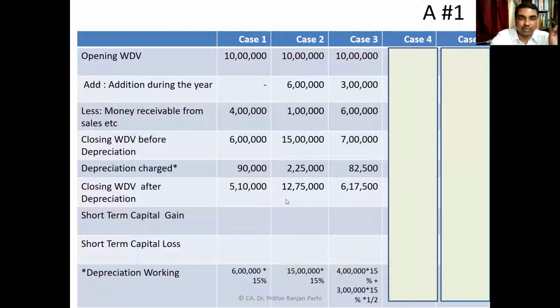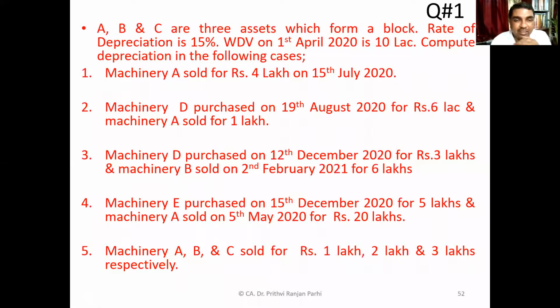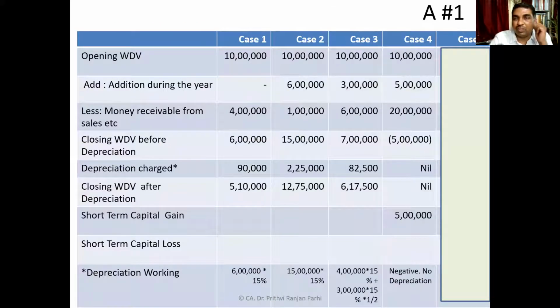Situation 4 is like this. Machinery E purchased on 15th December for 5 lakh rupees, and machinery A is sold on 5th May 2020 for 20 lakh rupees. Let us see what is the situation, what is happening here. Let us see case 4. This is the solution to case 4.